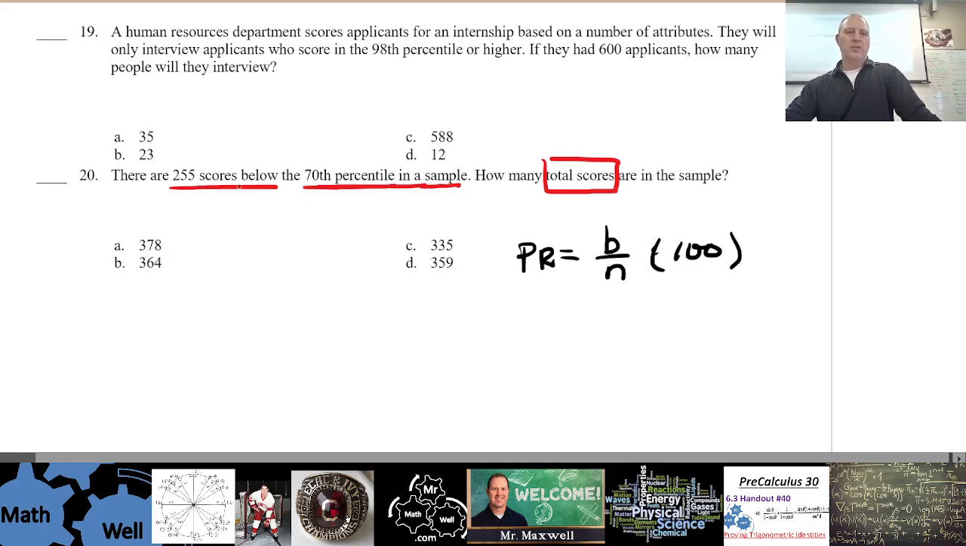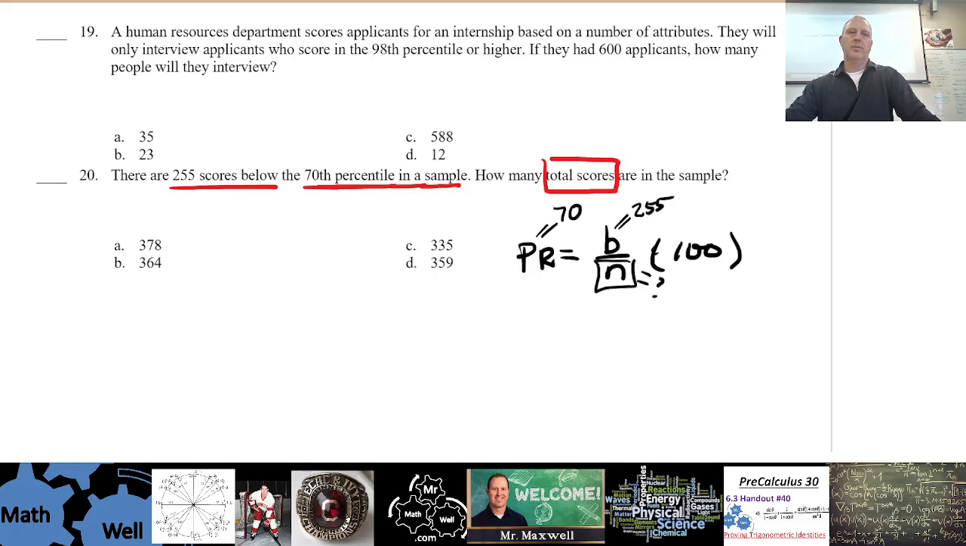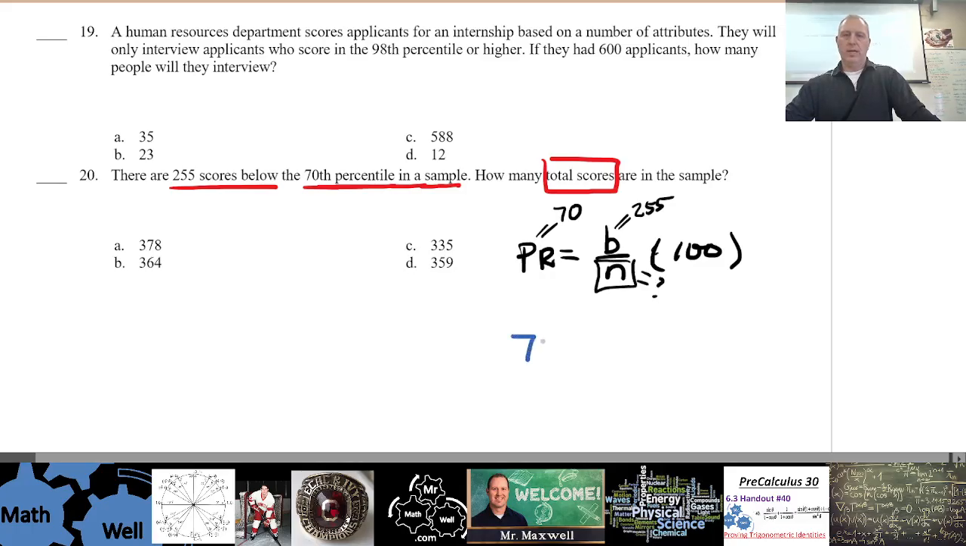So 255 scores are below. So guess what? B is 255. And the 70th percentile, that's right here, 70 is the PR. So now I'm going to solve for N. I do not know what N is. So I plug in all my values. 70 goes there for PR. 255 goes there for B. N stays as N because I don't know what it is. And then times 100.